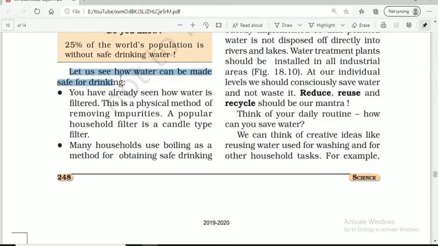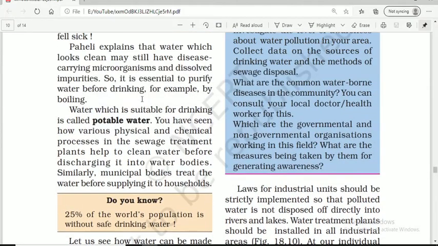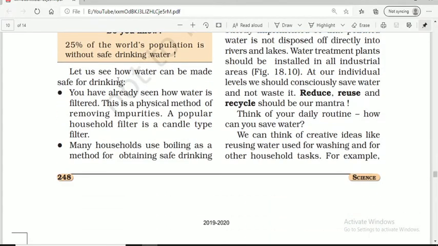Other thing, let us see how water can be made safe for drinking. Now you have to read how we can make this water safe for drinking. First thing you have to do, you have already seen how water is filtered. This is a physical method of removing impurities. A popular household filter is a candle type filter, the activity which we did earlier.